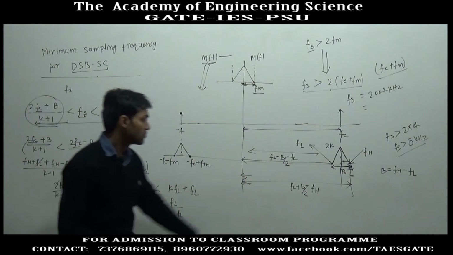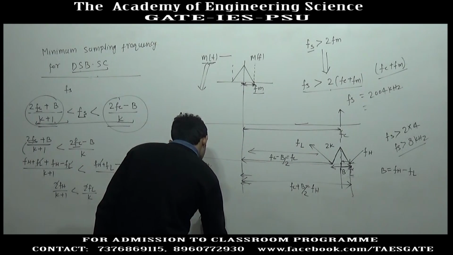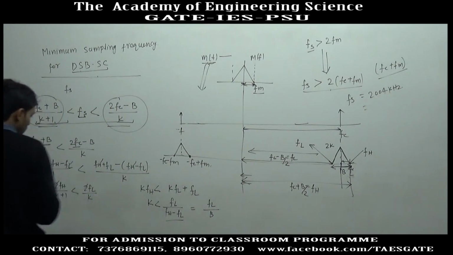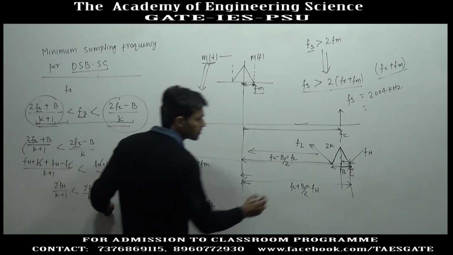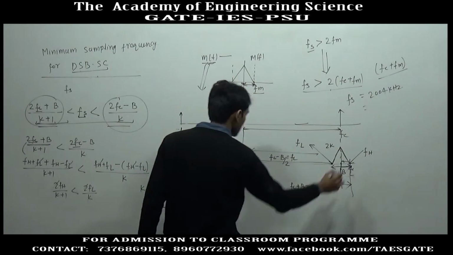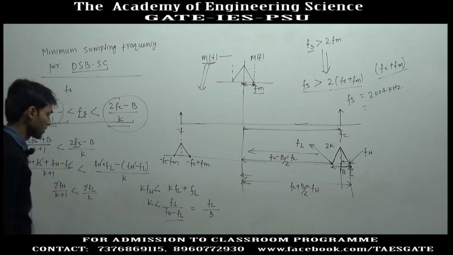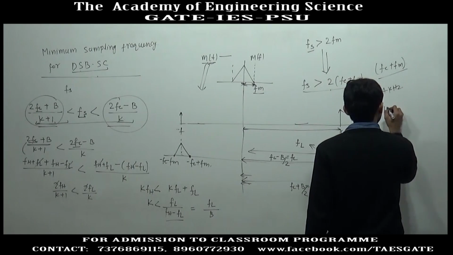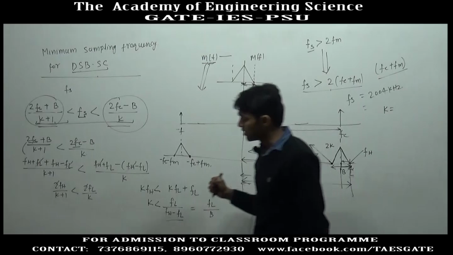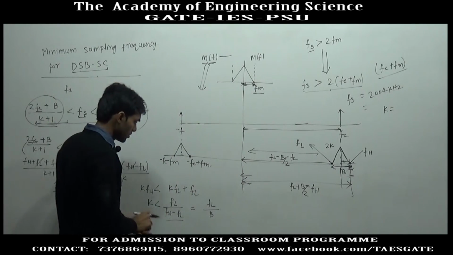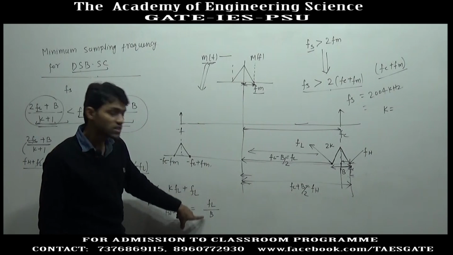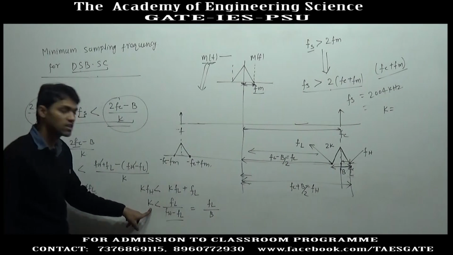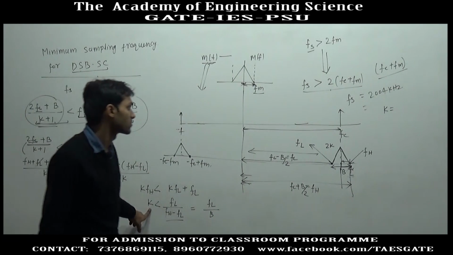And fh minus fl is B. So, we will write it as fl divided by B, where fl is the lowest frequency of the signal. So, k must be less than fl by B. So, the maximum value of k will be, and k is an integer. Suppose fl by B is not an integer, you will have to take the greatest integer. Suppose this is 5.3, so you will take the value of k as 5. k has to be an integer.